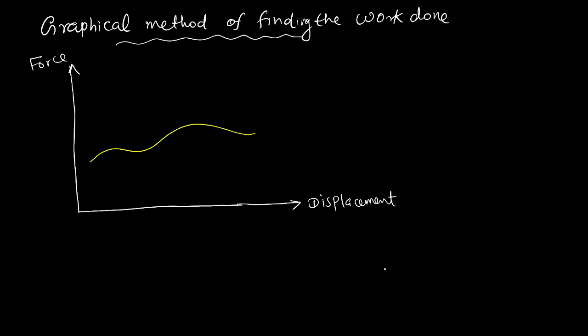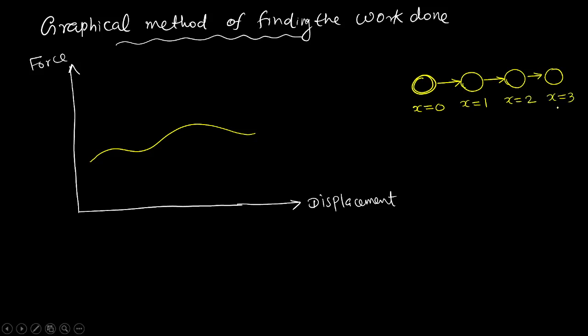Suppose this is a graph representing force versus position. Displacement is also called position. You know that suppose a body is moving like this. You know that the position is changing. As the body is moving along a line, you agree that the position is changing. For example, x equal to 0, position 1 meter, position 2 meter, position 3 meter, like that. As the body moves along a line, the position of the body keeps on changing.